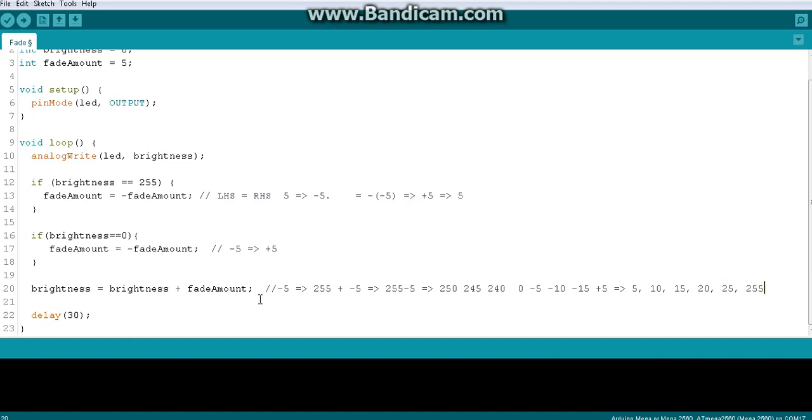In a particular iteration, if it becomes 255, what will happen? We give that output and this if condition becomes true, because the current brightness value now is 255. Then we will again go to the minus side. It will start decreasing because the fade amount value will become minus 5 now. Okay guys, if you watch the last 2 or 3 videos, you will understand up to now the proper code flow. But still there's a problem.